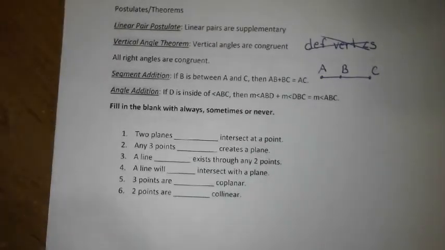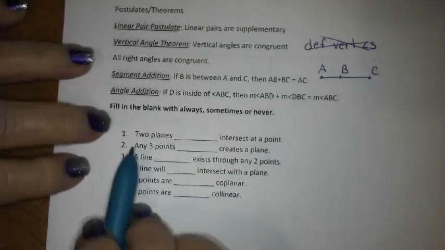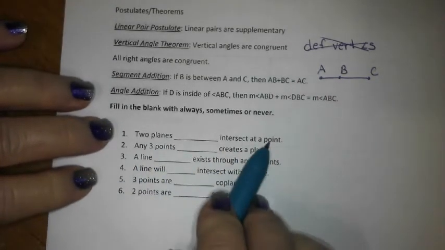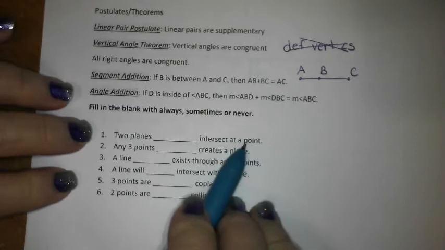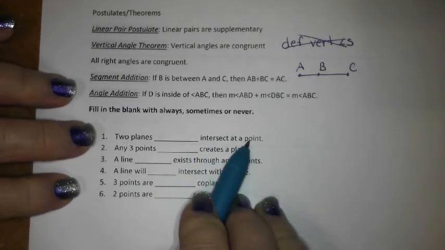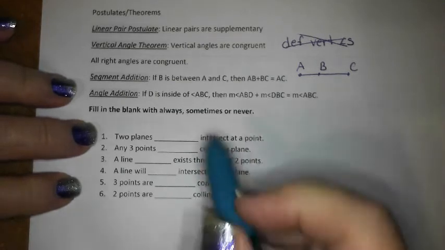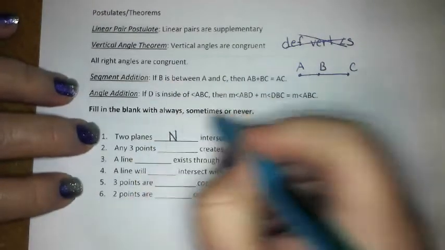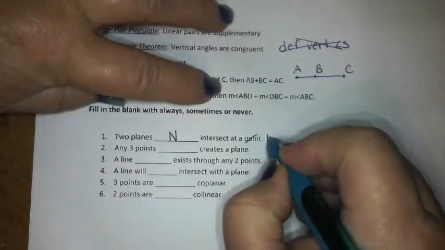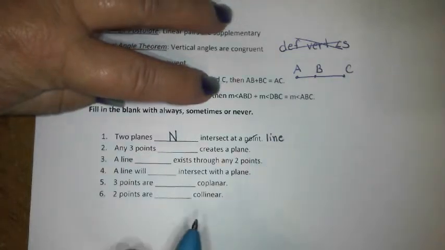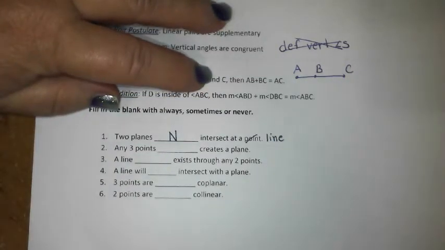So next up, number 1 says, we're going to do always, sometimes, never. Fill in the blank with one of these. 2 planes intersect at a point. Remember, a plane is a flat surface. Can 2 planes intersect at a point? I'm going to go with never, because 2 planes actually intersect at a line. They can't intersect at a point.